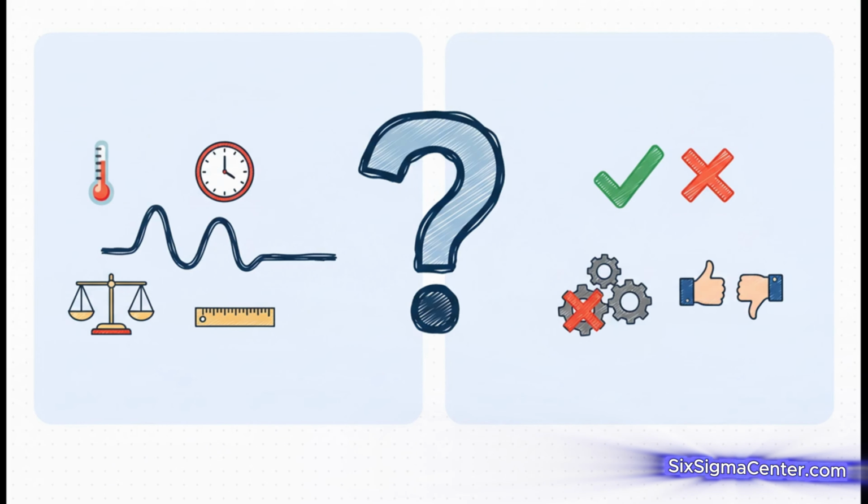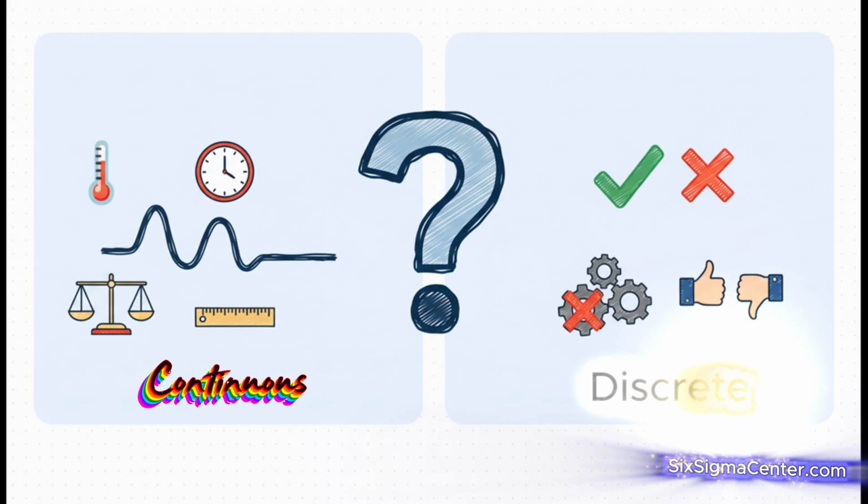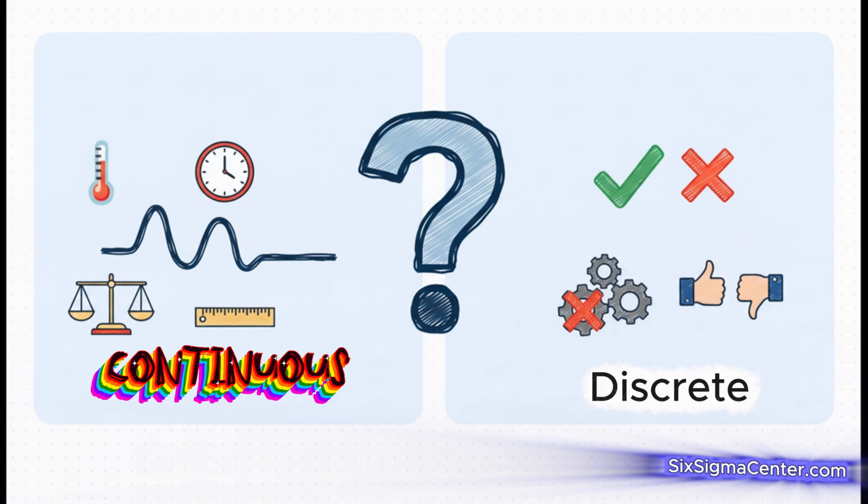The decision really just boils down to one fundamental question. What kind of data do you have? Is it continuous data? Things you can measure on a scale like temperature or weight or time? Or is it discrete data? Things you count, like the number of defects or just a simple pass or fail?